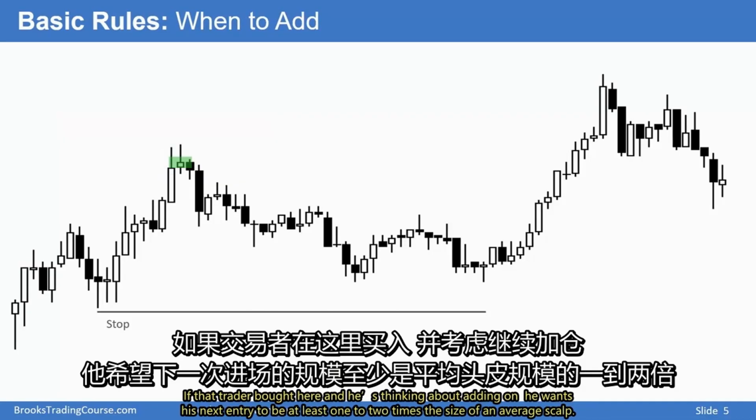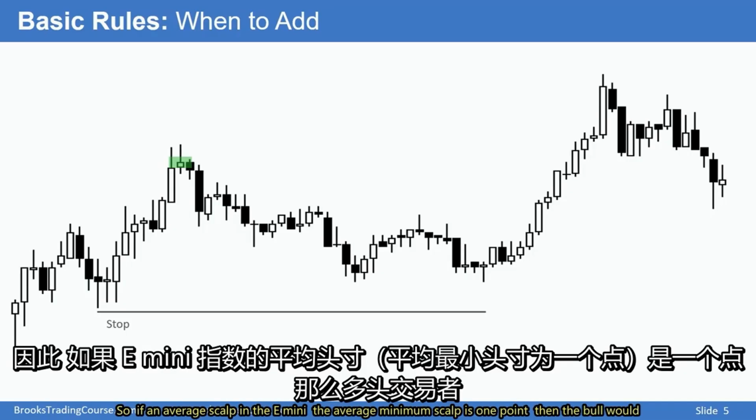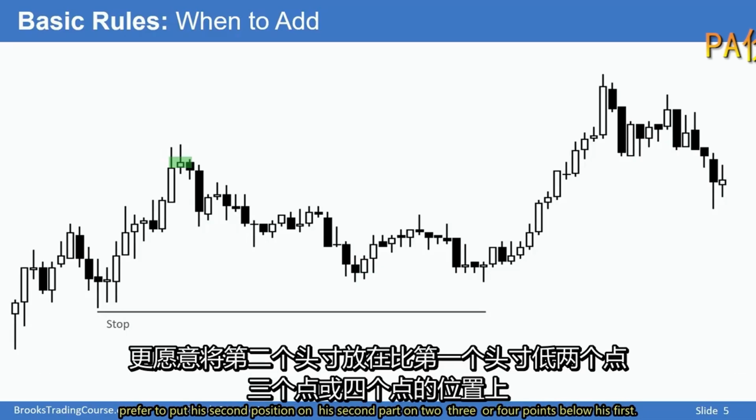If that trader bought here and he's thinking about adding on, he wants his next entry to be at least 1 to 2 times the size of an average scalp. So if the average minimum scalp in the E-mini is 1 point, then the bull would prefer to put his second position on, his second part on, 2, 3, or 4 points below his first.